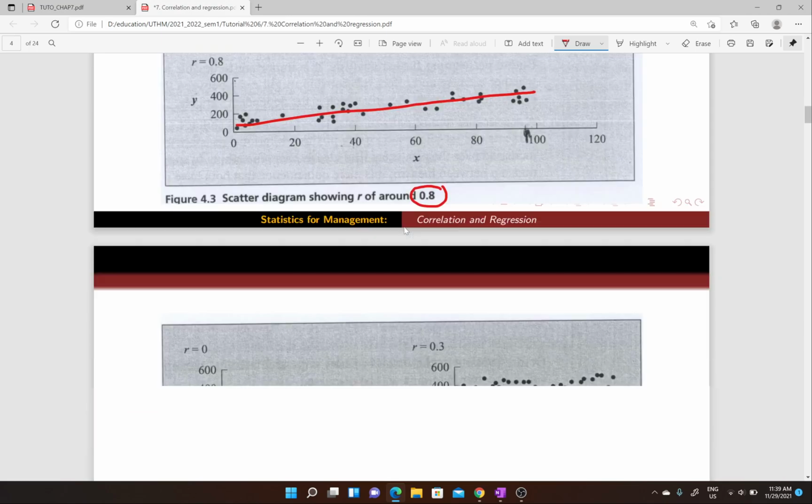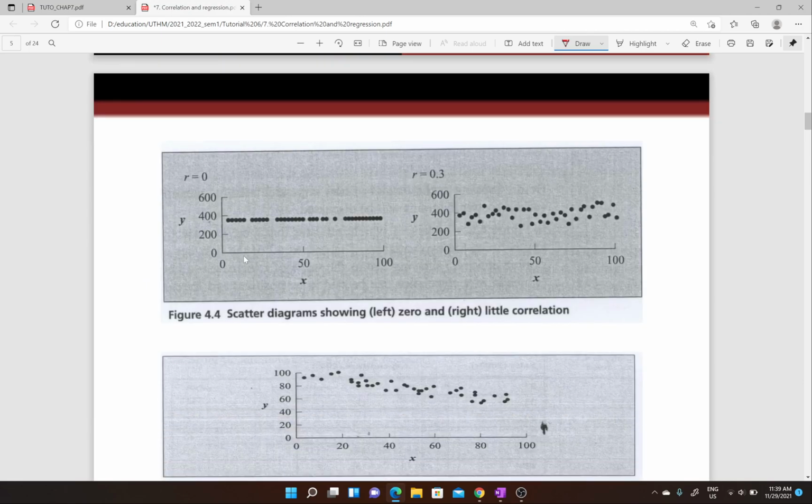Now like this, it's not going up and not going down. It's a horizontal line. This is 0, no relation at all. And this one is still a horizontal line, but not perfect, and all the points do not fall perfectly in a straight line, but we call it a little correlation.